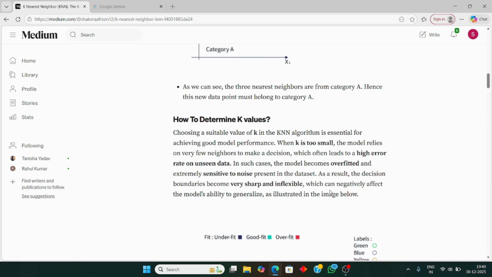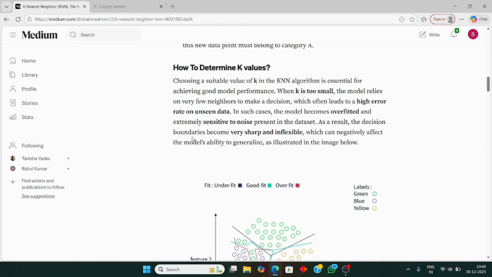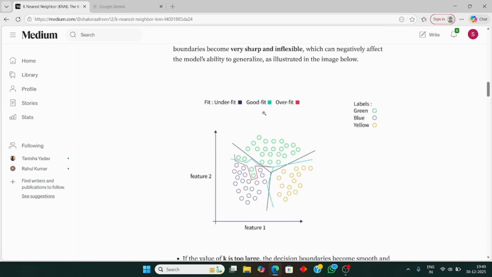What is overfitting? Overfitting is when our model works very well during training time but lacks during testing time. The decision boundaries become very sharp and inflexible. You can see in this graph the fits: one is underfitting, the green one is a good fit, and the red one is overfit.